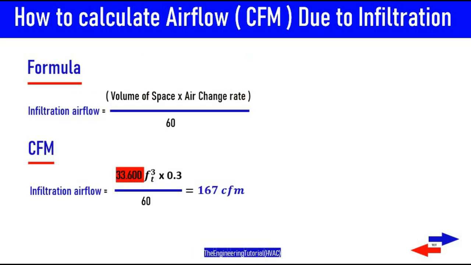So our space volume is 33,600 cubic feet, times the factor of 0.3, divided by 60. That gives us 167 CFM of air.